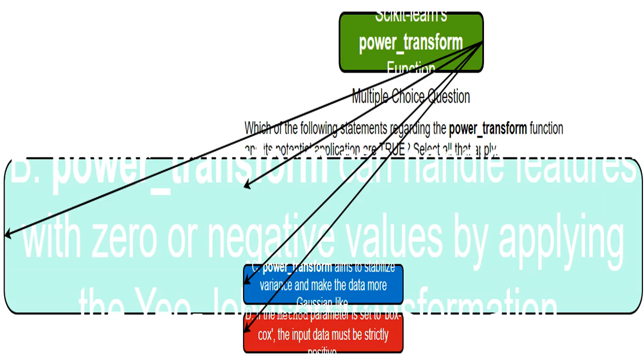This statement is correct. The Johansson transformation is specifically designed to handle data with zero or negative values, unlike the Box-Cox transformation. So, if you have such data, power_transform will use Johansson automatically.